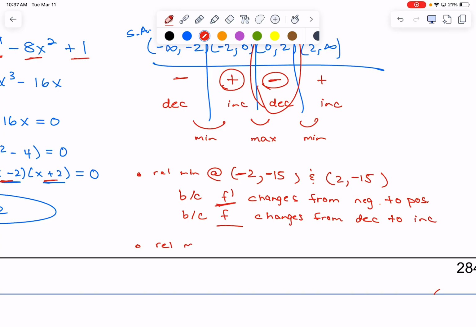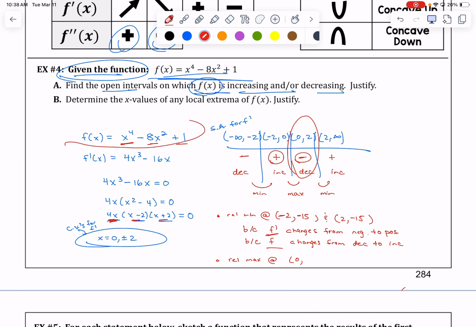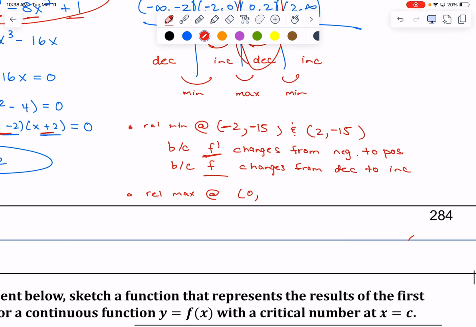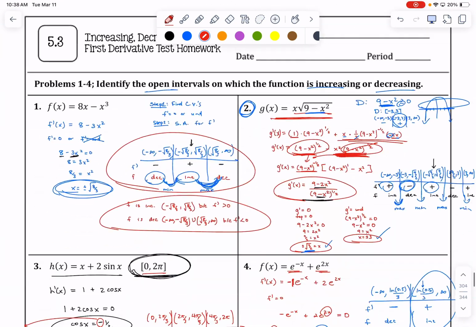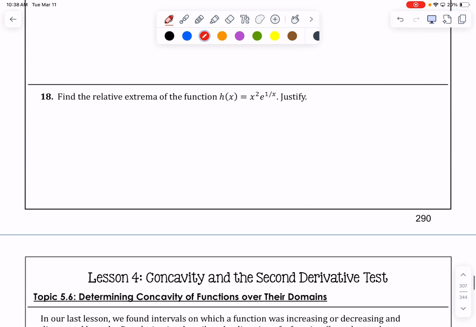Run the tape back. Relative max at, what's the relative max going to be? 0 what? I don't know. I've got to plug it into the original. Yep, it is 1. That one's easy. Okay. 1 because F prime changes from what? From positive to what? If you say increasing to decreasing, you would have had to say F. All right. We're skipping this. Yep, skipping all that for now. Go to the next section.